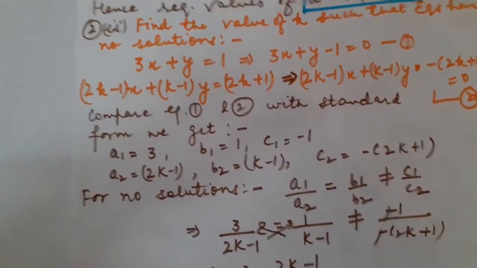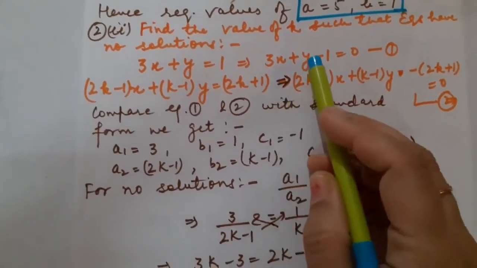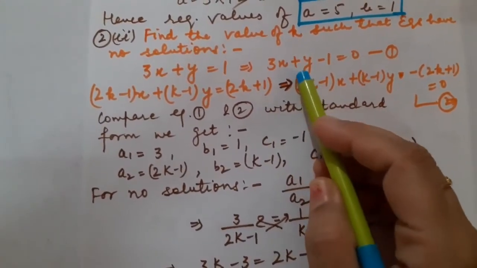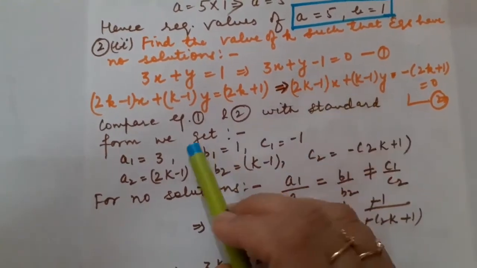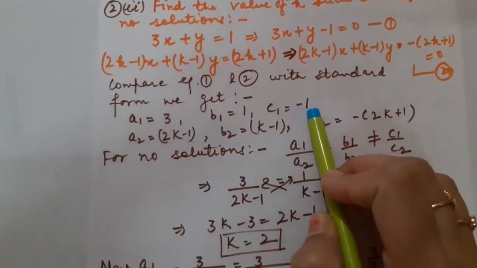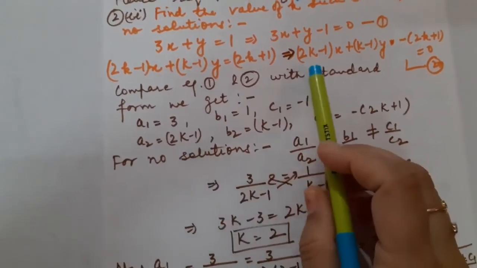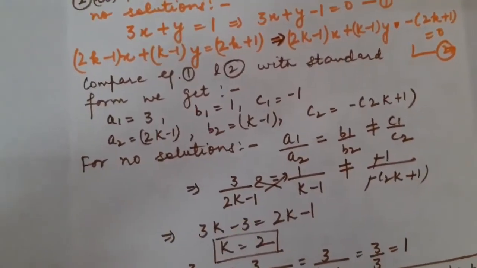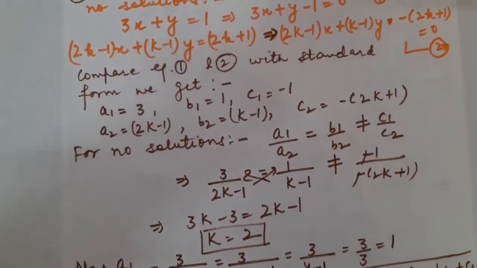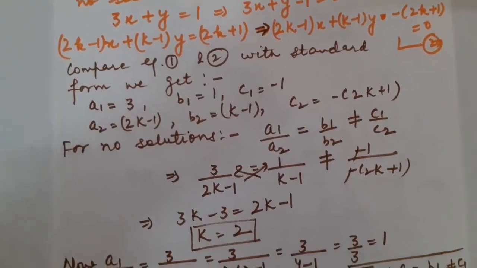So a1 will be 3. This is 3. b1 will be 1. This is the numerical coefficient of y. And c1 will be minus 1. Understood, children? Again, not new for you. a2 will be 2k minus 1. b2 will be k minus 1. And c2 will be minus of 2k plus 1.